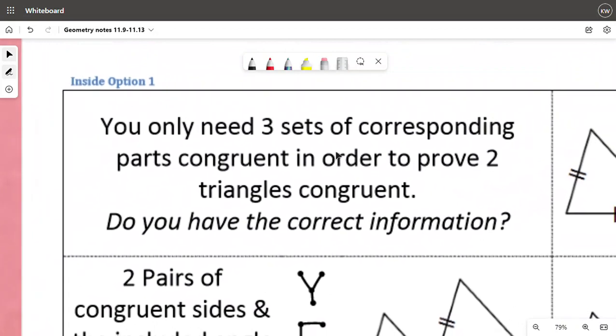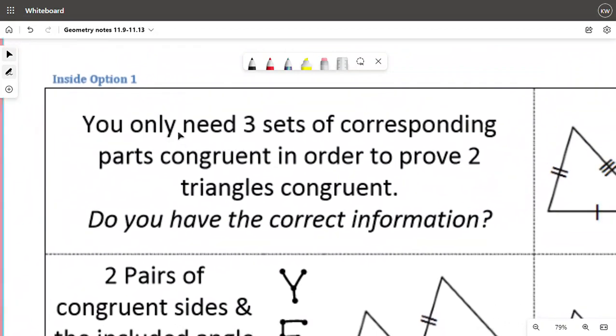All right, so first thing you need to know, you only need 3 sets of corresponding parts to be congruent in order to prove that two triangles are congruent. Now, corresponding, just like how we were talking about back with corresponding angles and transversals, means that those parts are the same, just on the other triangle. So we just need 3 sets of corresponding parts to be congruent to say that these two triangles will be. So let's talk about the different types that we got.